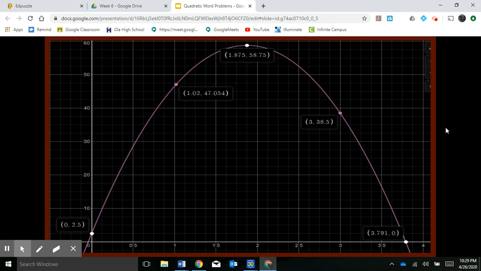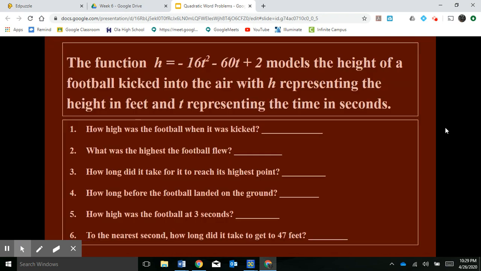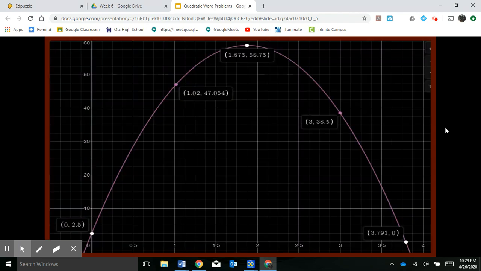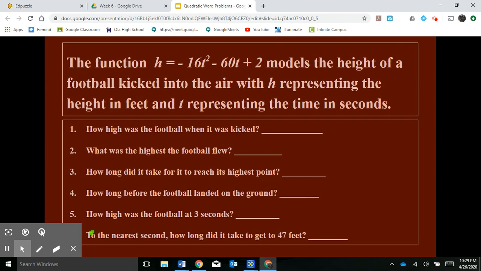So the first question says, how high was the football when it was kicked? We would look at our Desmos, and our height right here, when it was kicked. You can see that at time 0, because that's when we kicked it, the height was 2.5 feet. So we go back up here and say 2.5 feet.